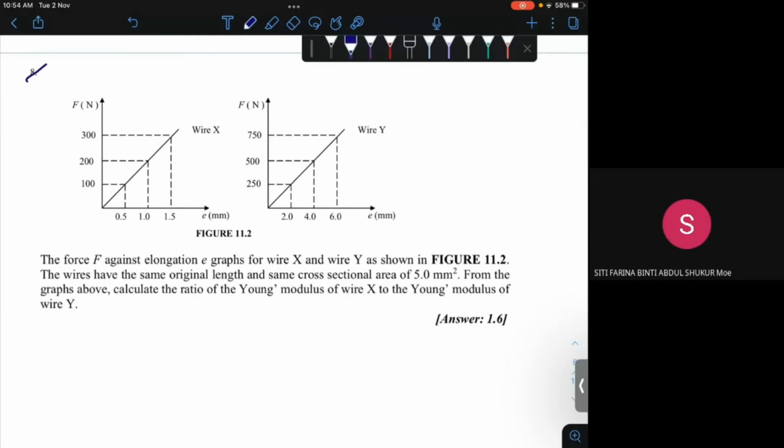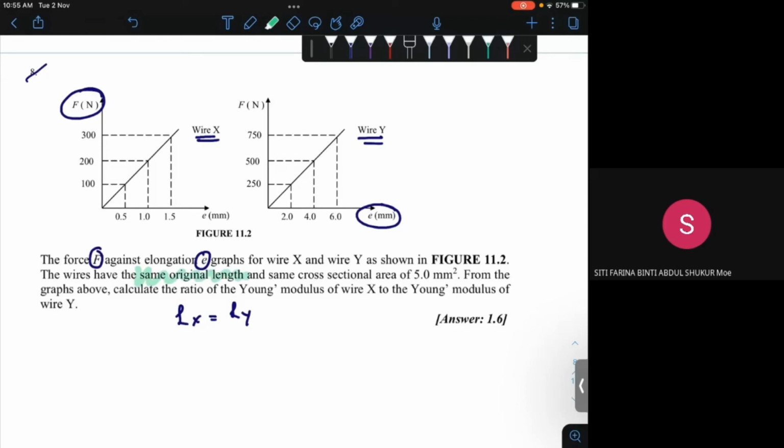Soalan 8, you have force F against elongation graph for wire X and wire Y. So kita ada dua jenis wire, X dan juga Y. So kita ada force versus elongation. The wires have the same original length. Maksudnya L of X sama dengan L of Y, sebab dia kata same original length.